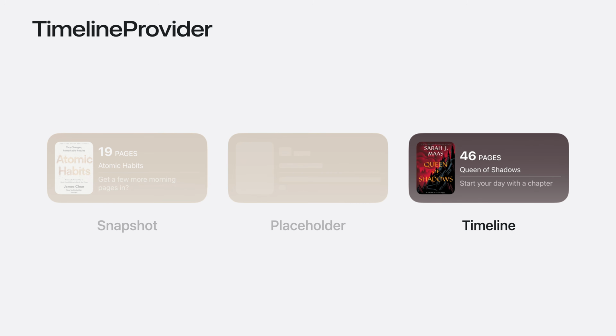A timeline entry is what your widget shows at a specific moment in time. That could be right now or any point in the future. Your timeline provider produces a collection of these entries, and the system renders each one at its specific time.